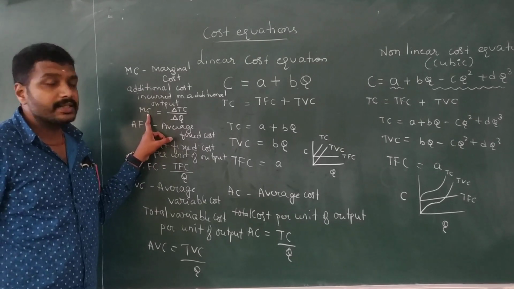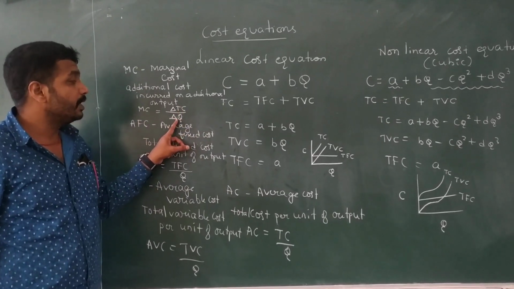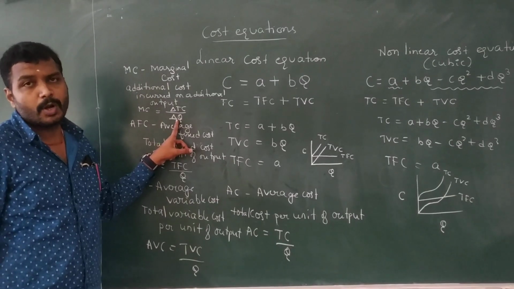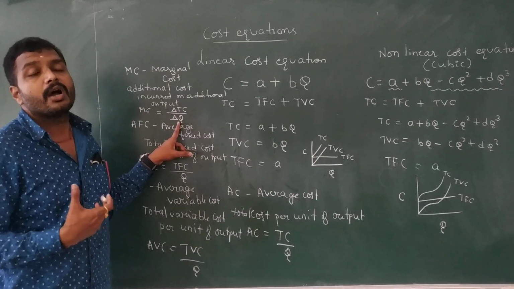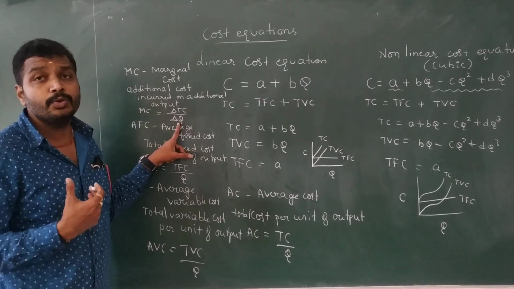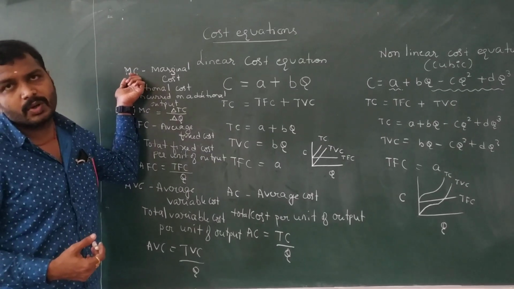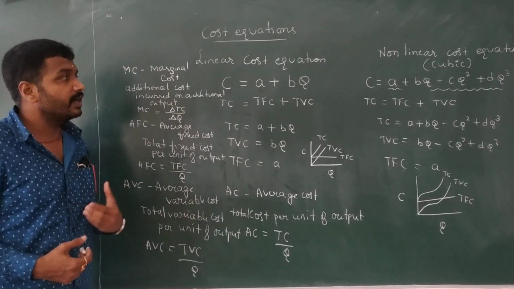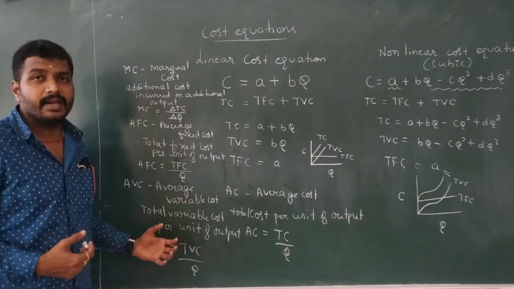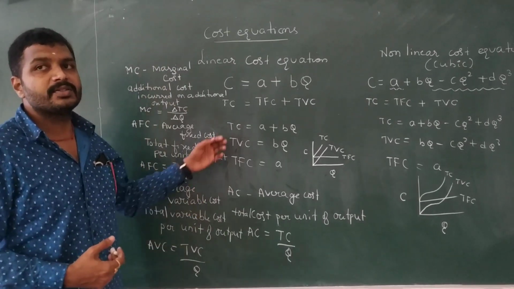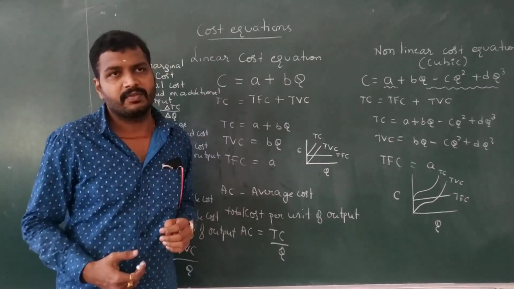Marginal cost stands for additional cost incurred on additional unit of output. Supposing if farmer wants to produce an additional unit of output, how much additional cost that he needs to bear? That we call it as marginal cost. Now we will understand what used to be the shape of these relative cost concepts when we consider linear cost equation and non-linear cost equation.